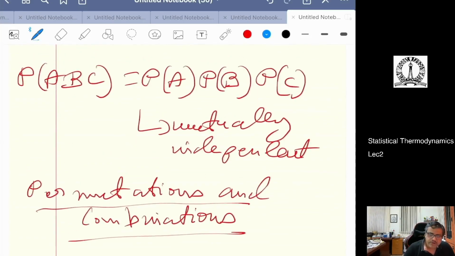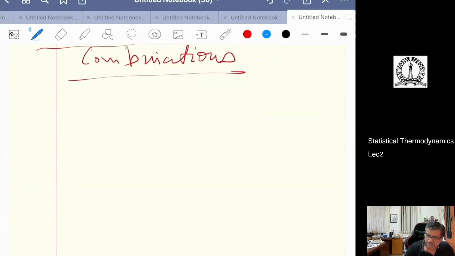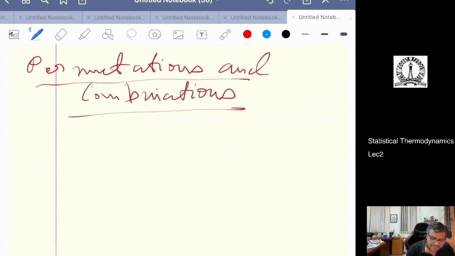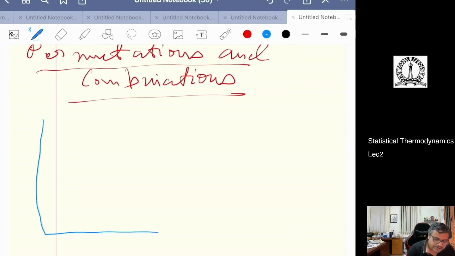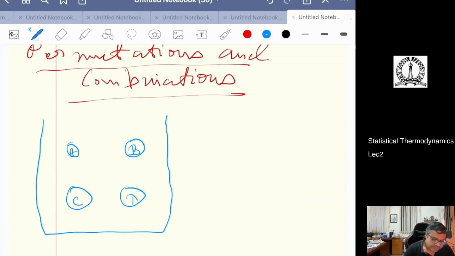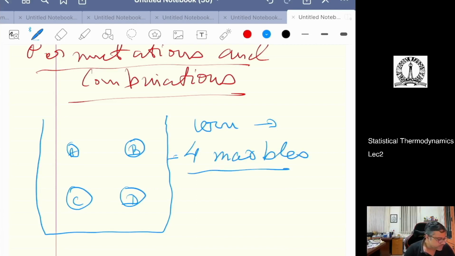Okay. Now let us consider an urn, which contains, say, 4 marbles, and which are marked as A, B, C, and D, right? So this is an urn, which consists of 4 marbles. These are 4 marbles, and they are distinguishable marbles.